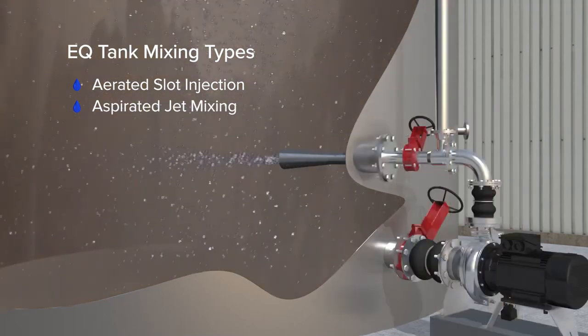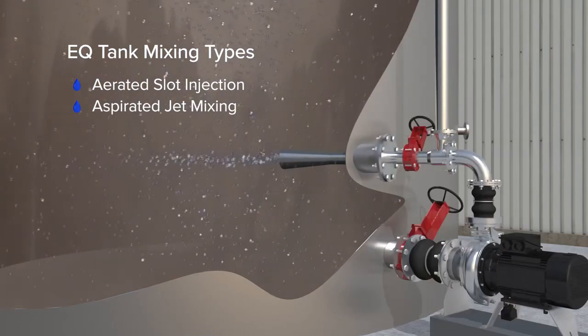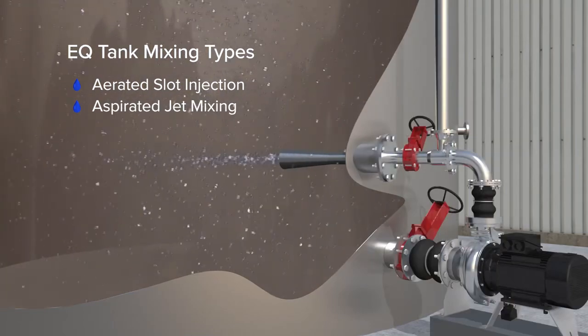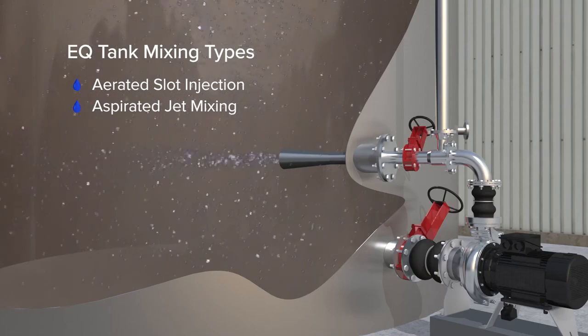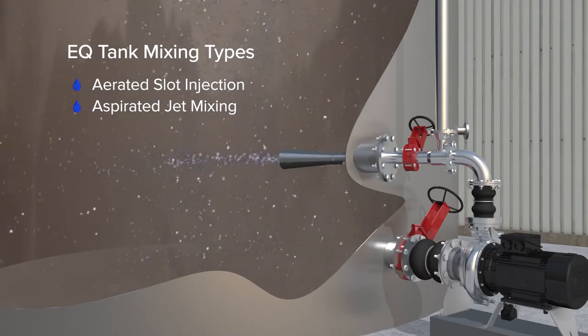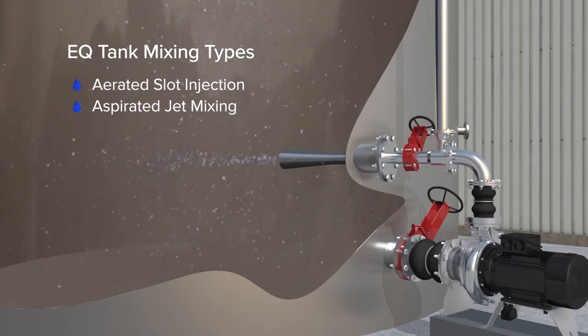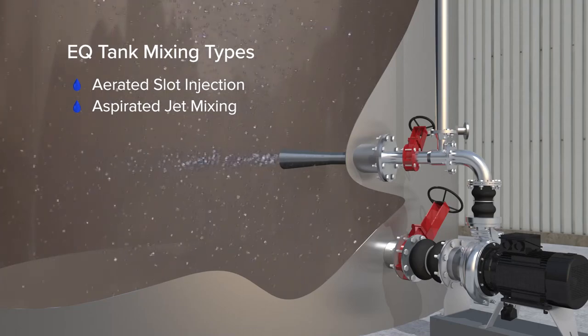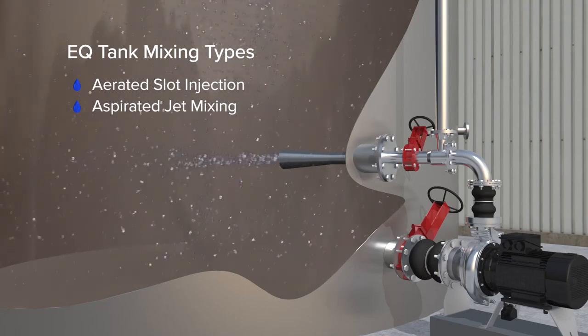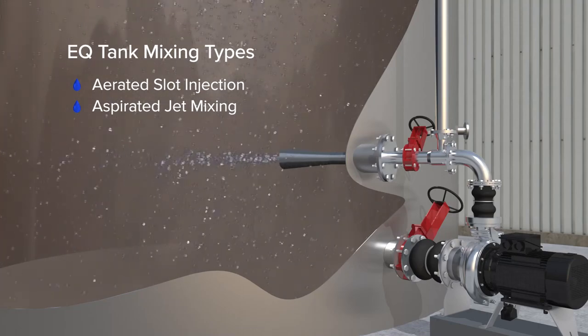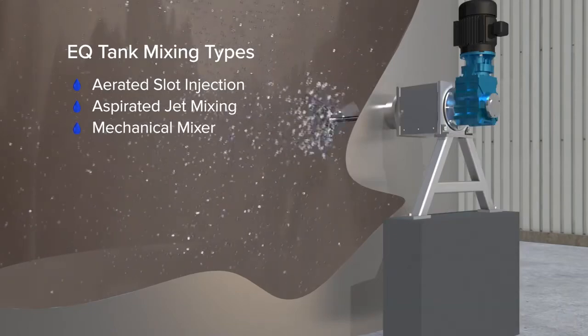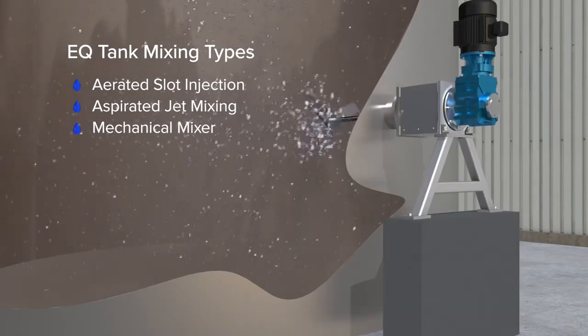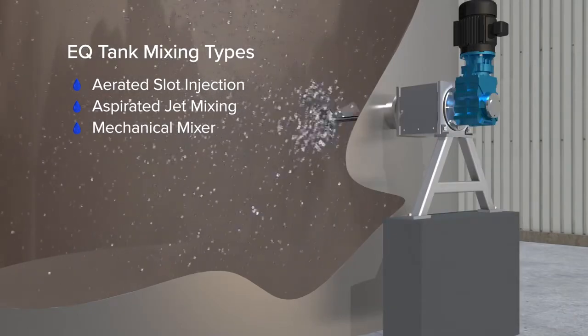The aspirated jet mixing pump will recycle water from the tank and draw atmospheric air through a Venturi effect, reintroducing the aerated stream back into the tank at high velocity. This is a very cost-effective and easily retrofitted solution. A mechanical mixer is used if the goal is to simply keep the water well mixed and consistent.